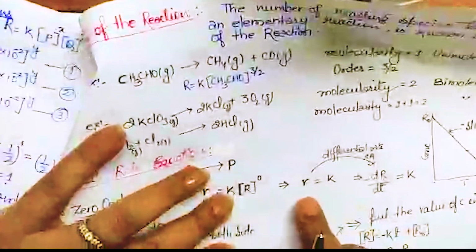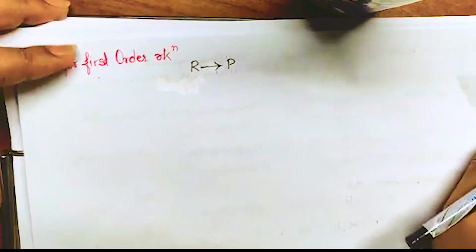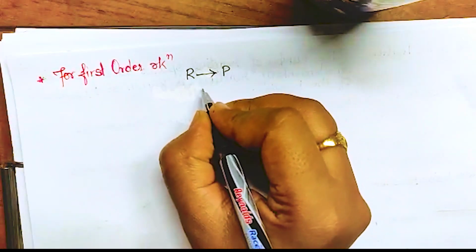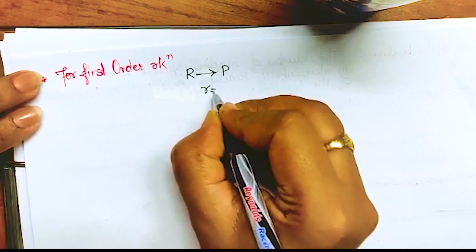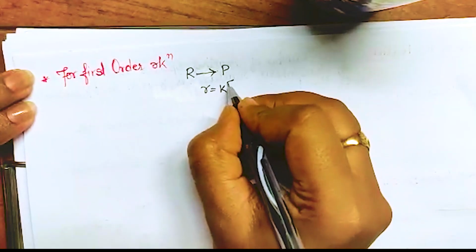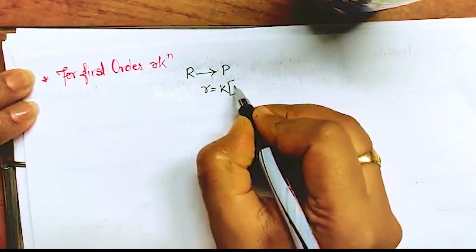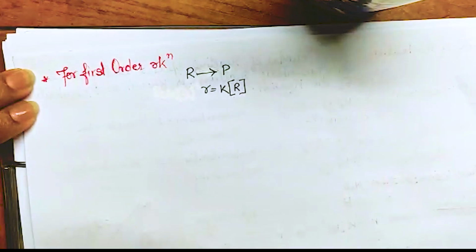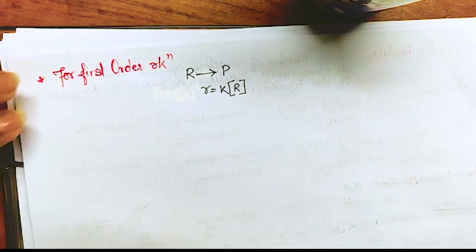Can you see? Let me just take it out. This is small r, okay. So here also we will mention small r for the rate, okay. So we can write this small r is equal to rate constant and reactant concentration. What is the reactant over here? R. Got it? So now let's do.